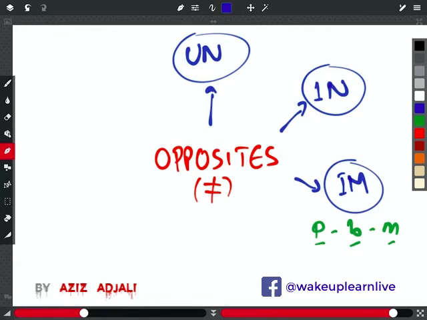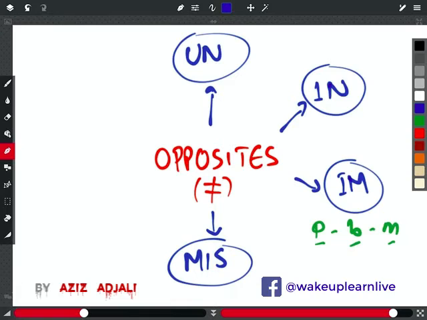Next we have mis, M-I-S. So mis, I can give you some words like behave, for example, because we say misbehave. We have lead, mislead. We have treat, understand, conduct, believe. All of these we add mis. So misbelief, misconduct, misunderstand, mistreat. Okay, all of these we add mis to form the opposite.